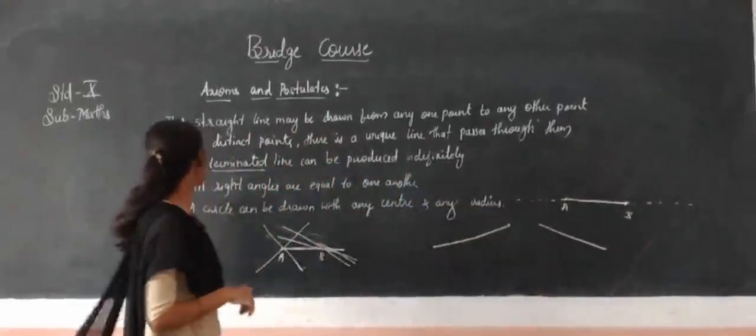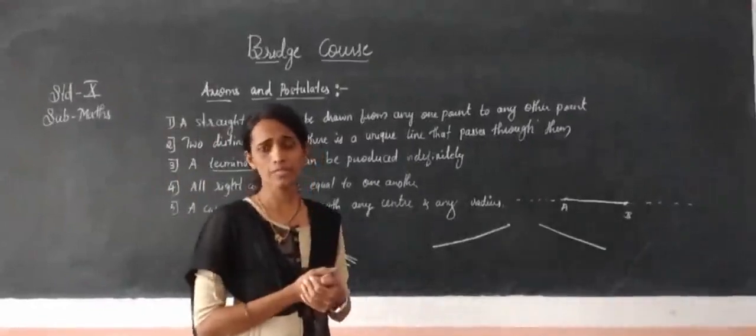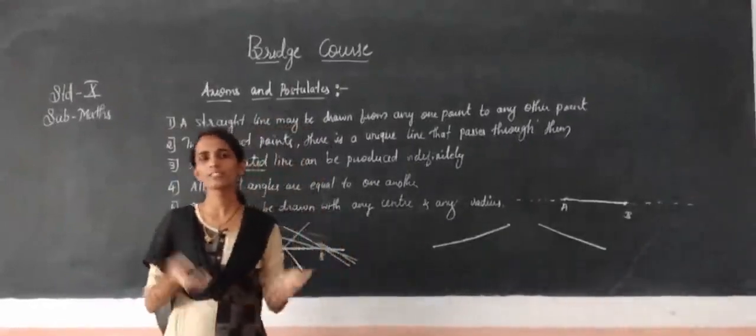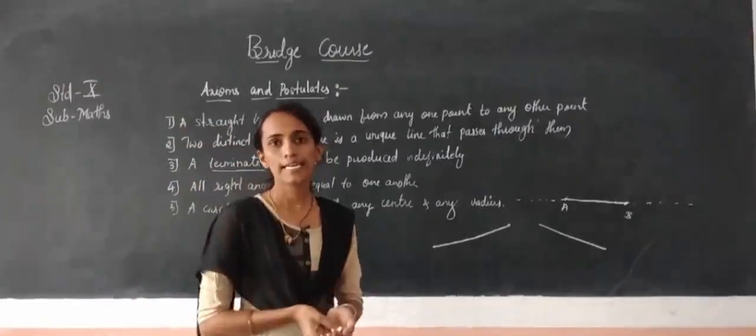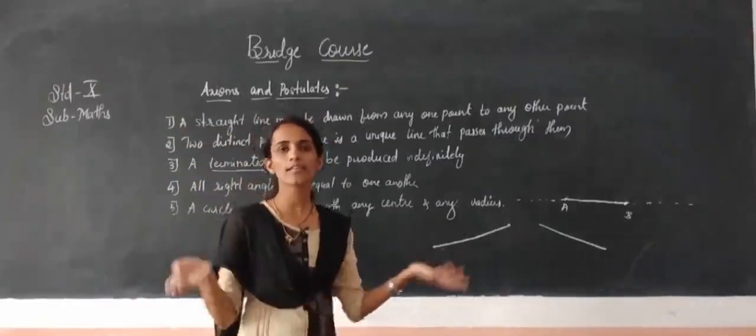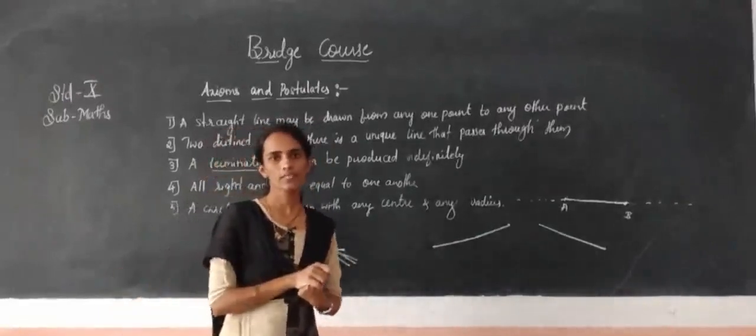So this is the third one: all right angles are equal. Why are all right angles equal? Because a right angle must be measured as 90 degrees. If a right angle is measured as 90 degrees, then all right angles will be 90 degrees, which means all right angles must be equal.